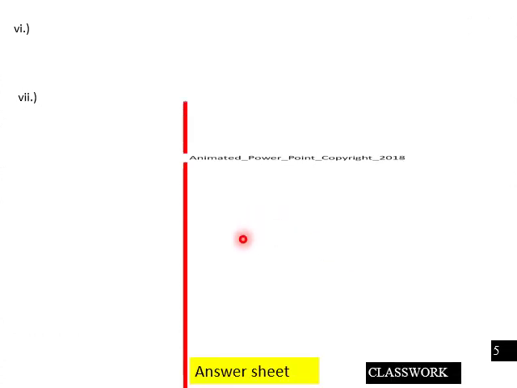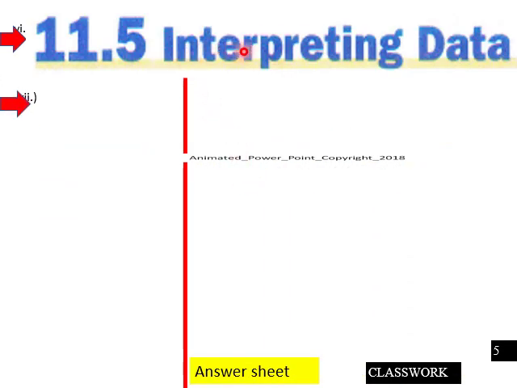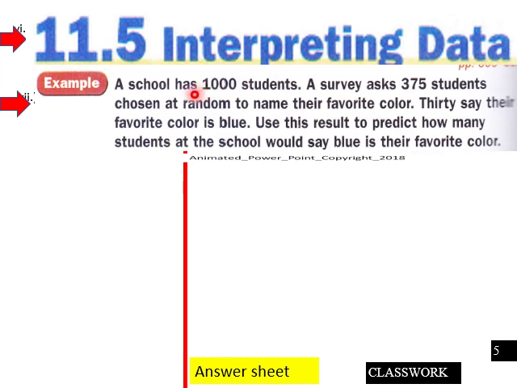And let's go right into 11.5, interpreting data. A school has 1,000 students. A survey asked 375 students chosen at random to name their favorite color. 30 say their favorite color is blue. Use this result to predict how many students at the school would say blue is their favorite color.